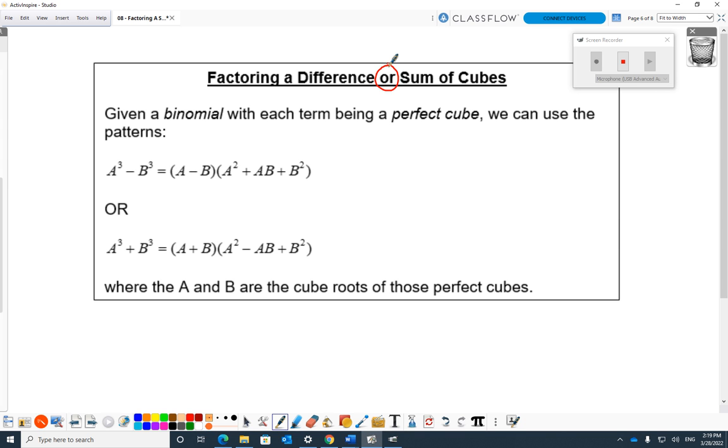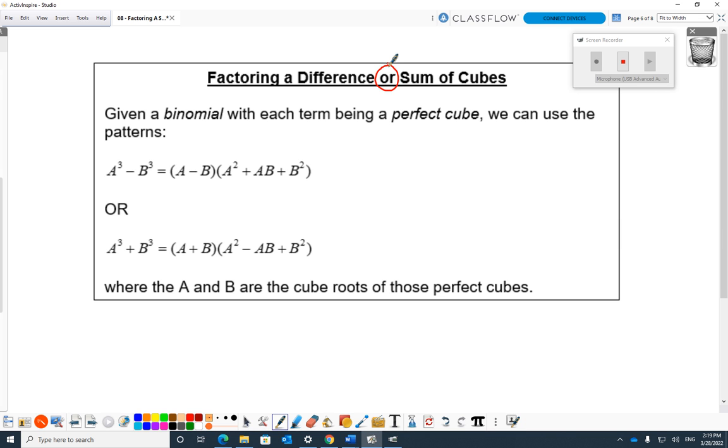A cubed minus b cubed. First bracket, a minus b. Once you find those cubes, you're just a minus b. Then a squared plus the two of them multiplied together plus b squared. This is mysterious. Don't worry. I'm about to do this 6 times. I think there's 6 more examples where I show how to use it.